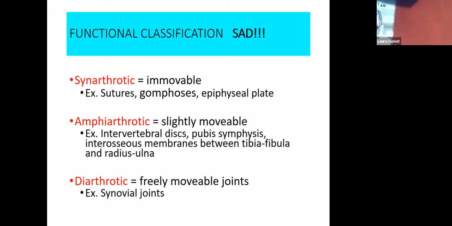Diarthrotic joints are freely movable joints, which are everything else of the synovial joints. And then there are about 5 different divisions of diarthrotic, highly movable joints that we're going to look at. But there's only 3 generally examples of synarthrotic joints someone's going to ask you, and about 3 different, 4 arguably between the tib fib and the radius and ulna, examples of amphiarthrotic joints.